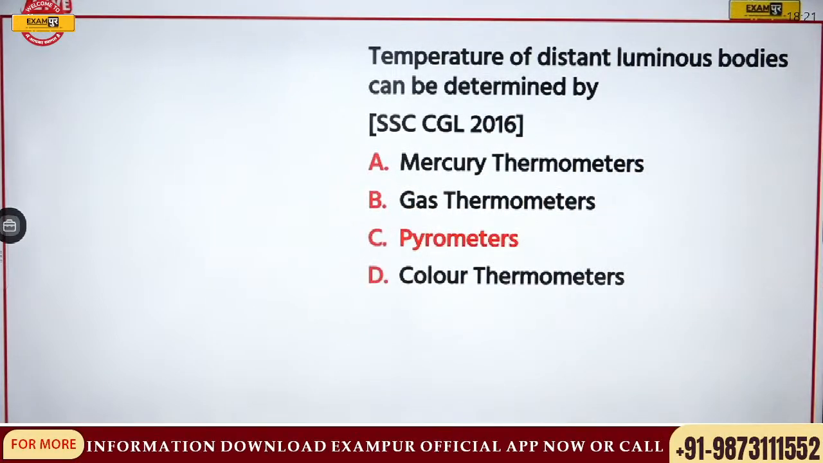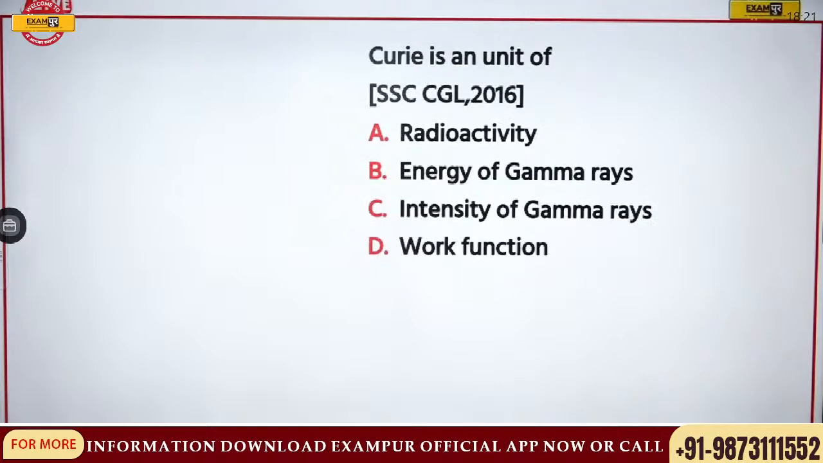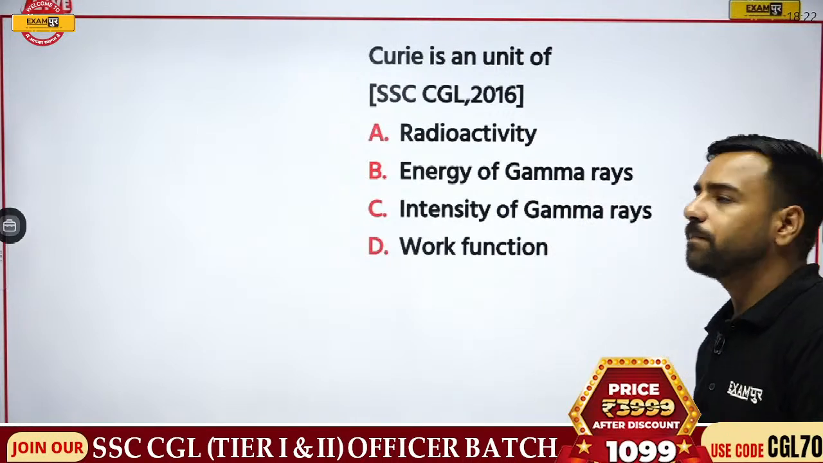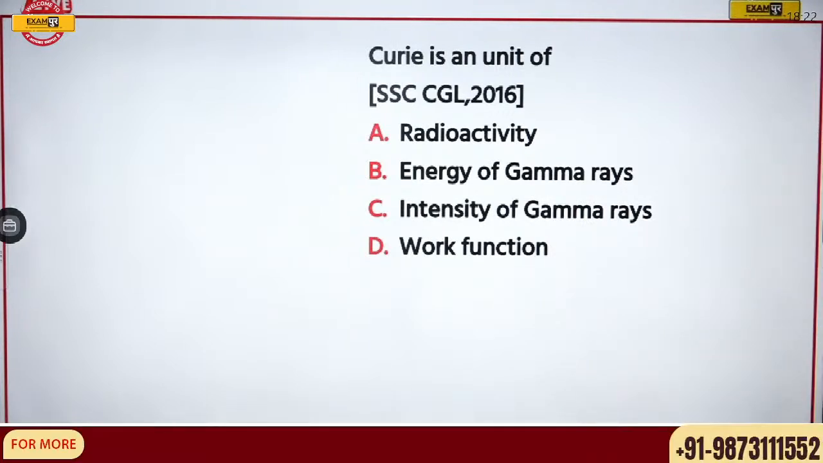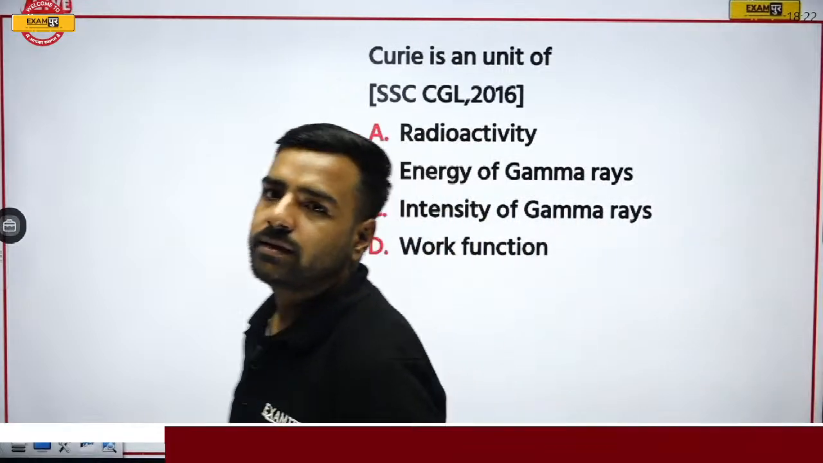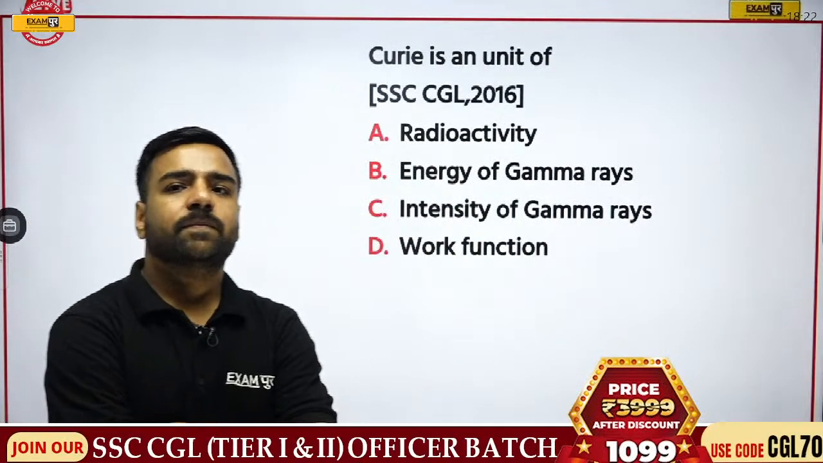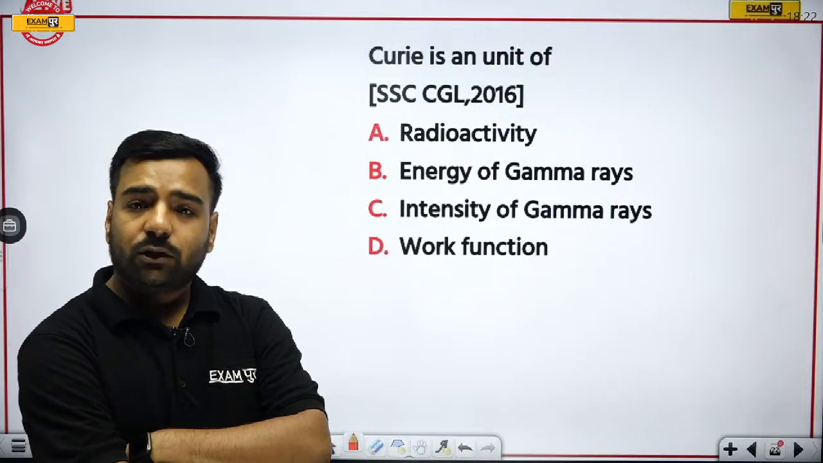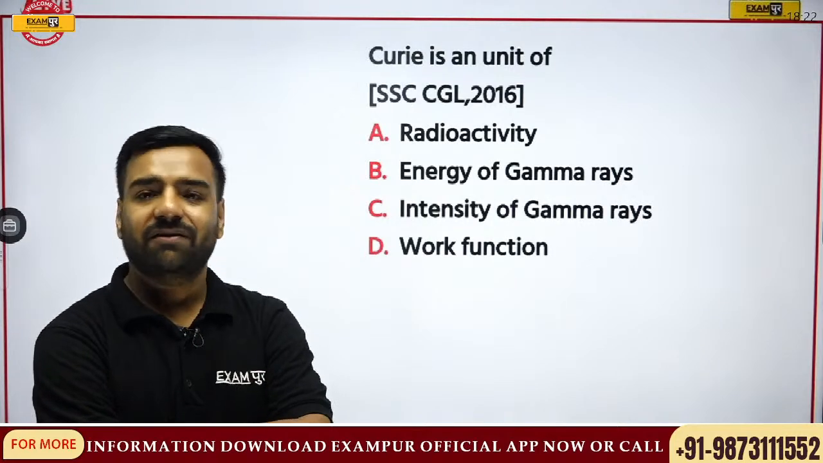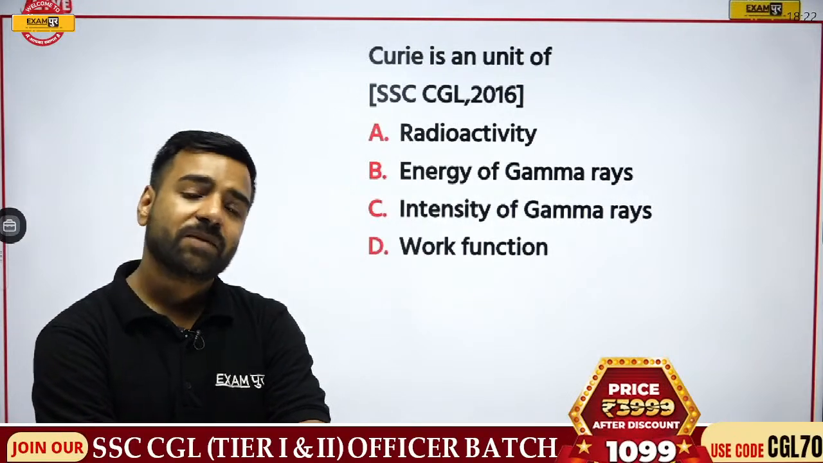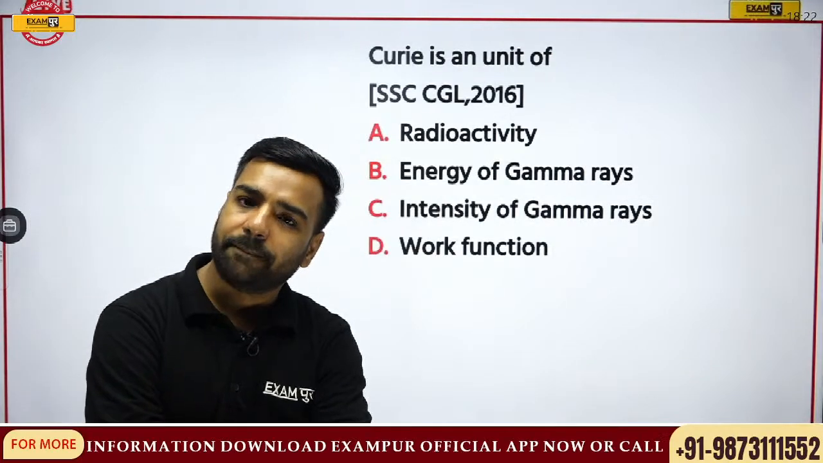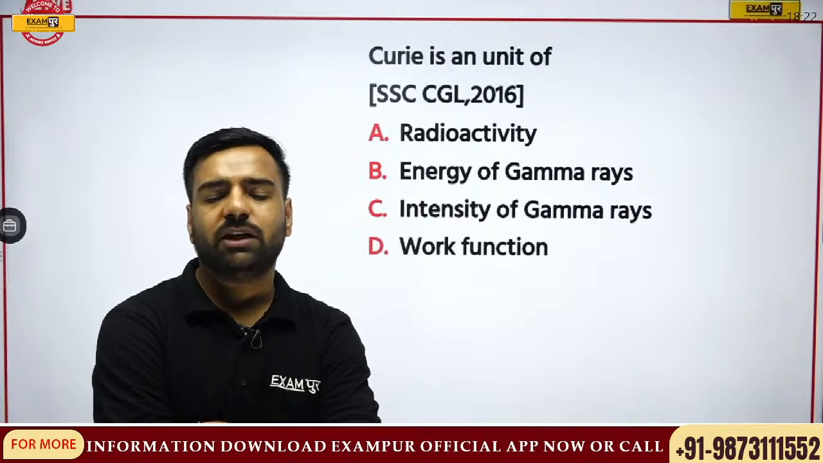Great. Next, Curie is the unit of dash. This is from CGL again. Curie is the unit of what? Is it radioactivity, energy of gamma rays, intensity of gamma rays, or work function? What is the correct answer here? We know that if I talk about Curie, the name was derived from Marie Curie and Pierre Curie, right? Marie Curie was the one who actually discovered radium. Marie Curie and Pierre Curie were the ones who discovered radium.